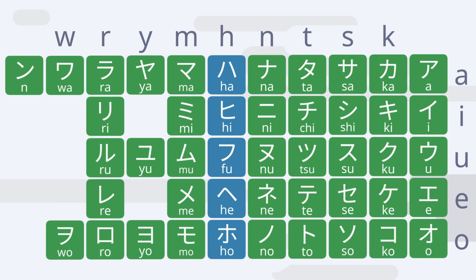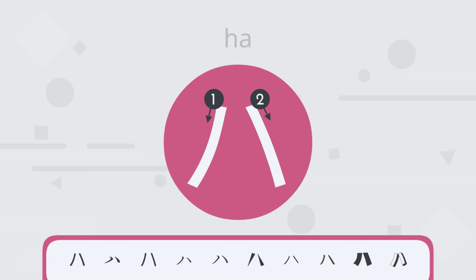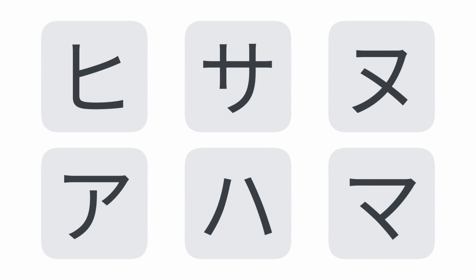In this lesson, we'll learn the characters ha, hi, hu, he, ho. The first character we'll learn is ha. Ha. Which of these characters is ha? Ha.